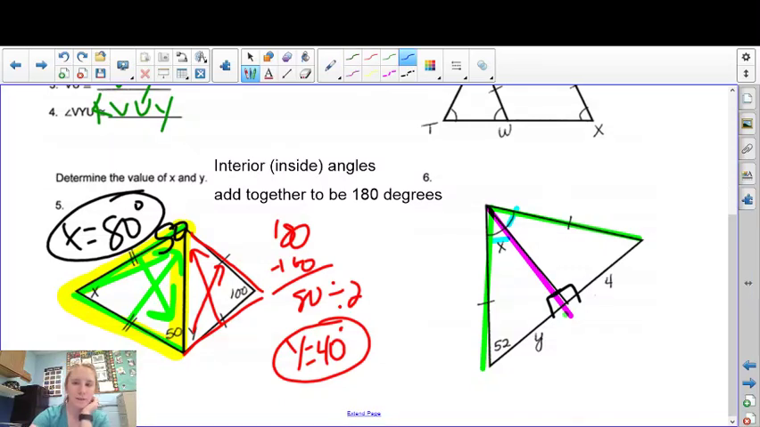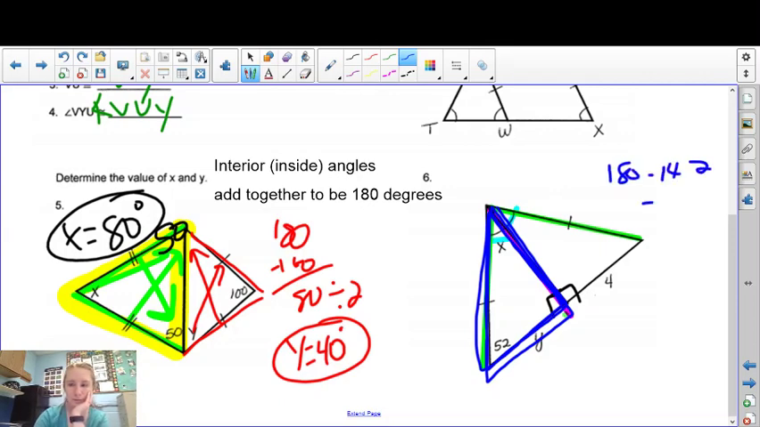Which means I have a new triangle I can use to determine the value for x. So I have 52 and 90, which gives me 142. So 180 minus 142 is 38. So x is 38 degrees.